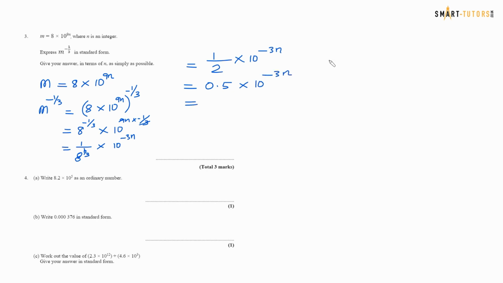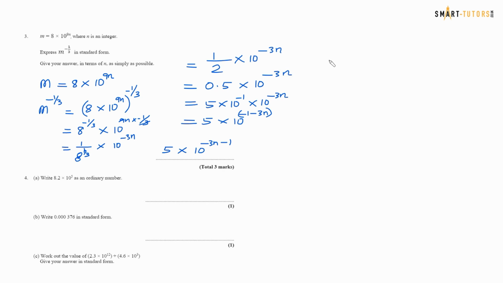So 0.5 can be written as 5 times 10 to the power minus 1 times 10 to the power minus 3n. So finally we combine the answer together: 5 times 10 to the power minus 1 minus 3n. You can put that in brackets, minus 3n minus 1. So the answer is 5 times 10 to the power minus 3n minus 1. So that is our answer for question number 3.